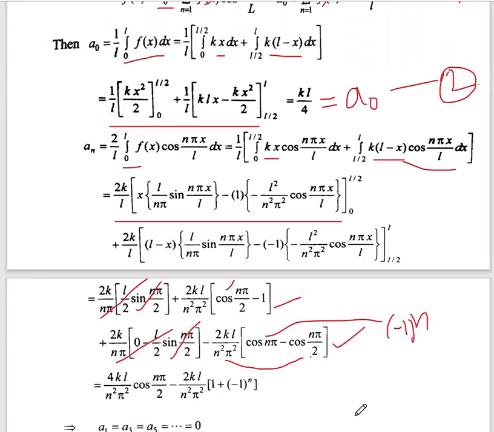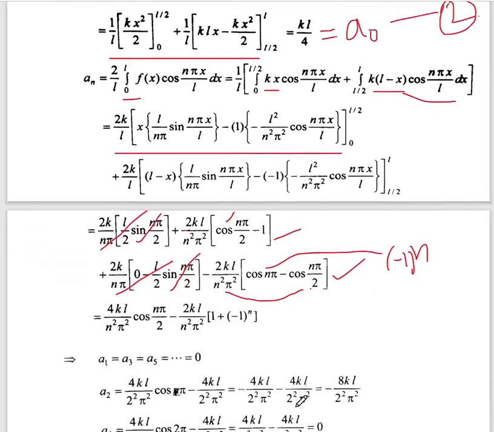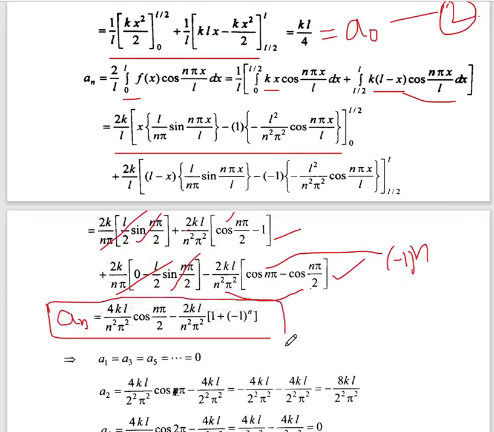Okay, so we will add this term minus 2kl/(nπ) and this term 2kl/(nπ). So taking common 2kl upon n²π², we will get 1 plus minus 1 to the power n, that is cos nπ, which means minus 1 to the power n. In this way we can find the values of an. So this is the final value of an, and from this we can find the values of a1, a2, a3 and so on.